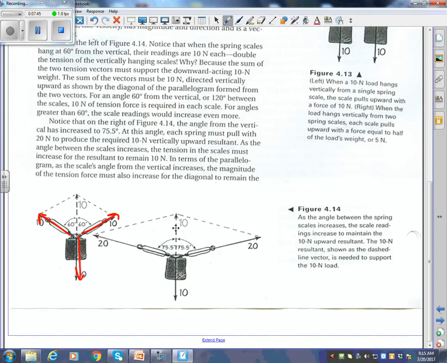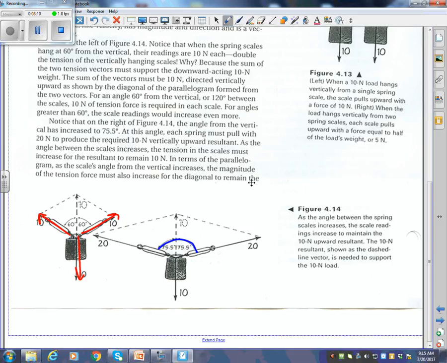So this is a huge angle here. That's going to be like 160 degrees. At this angle, each spring must pull with 20 newtons to produce the required 10 newton vertically upward result. As the angle between the scales increases, the tension in the scales must increase for the resultant to remain 10 newtons. In terms of the parallelogram, as the scale's angle from the vertical increases, the magnitude of the tension force must also increase for the diagonal to remain the same.